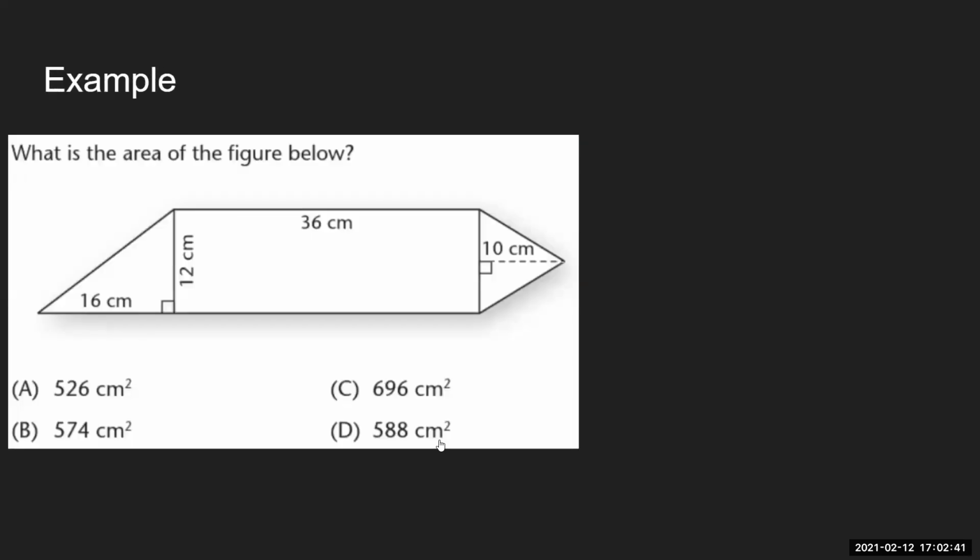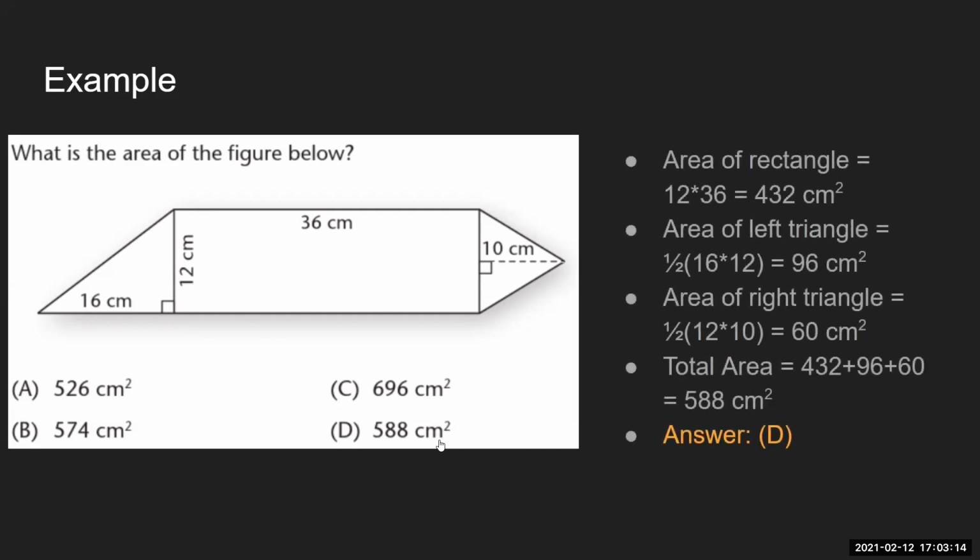So for example, if you were given this figure here, and then you were asked to find the area of the figure, how would we go about doing that? It's not just a square, it's not just a circle, it's made up of 3 different shapes. So we're going to have to calculate the area of each one of these shapes individually and then add them up. It looks kind of overwhelming, but if you just break it down piece by piece, you can tackle it. So we start with the area of the rectangle.